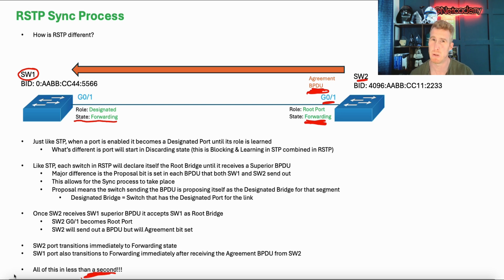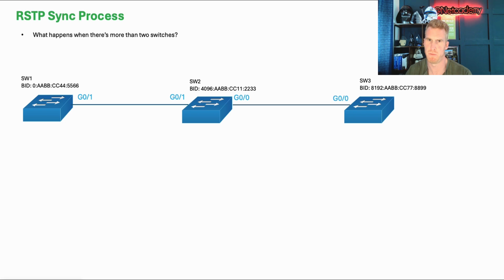So compare that to STP. This is extremely fast and a lot quicker than the 50 seconds at least that you get with STP. But of course the last illustration was quite straightforward. There were only two switches. What happens when there are more than two, i.e. three switches, as you can see here?